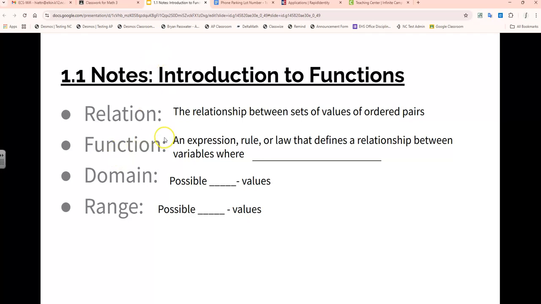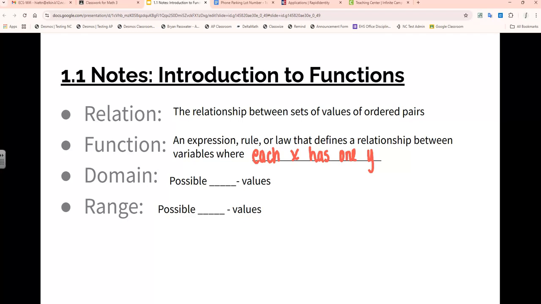A function is a specific type of relation. So an expression, rule, or law that defines a relationship between variables where each x has one y. So each x value has exactly one y value in that case.